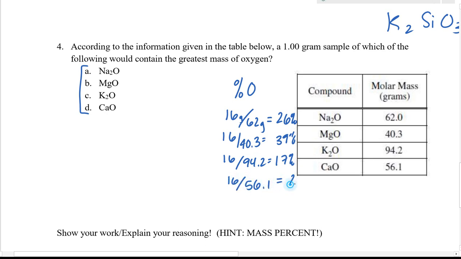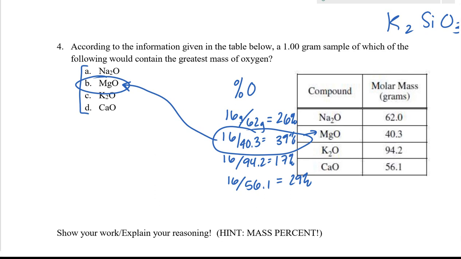That is about 29%. And notice how I said about, like we're not asked for an exact number, so I don't have to worry about sig figs here. You just want to know which of these 4 numbers is the biggest. And this number right here is the biggest. So that means that magnesium oxide has the most oxygen per gram of that substance, okay? So it has the highest mass percent oxygen. So that means 1 gram of it would have the most oxygen in it.